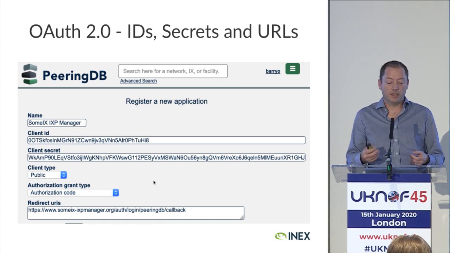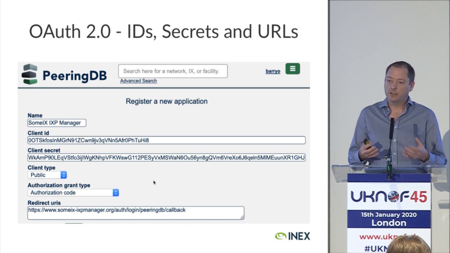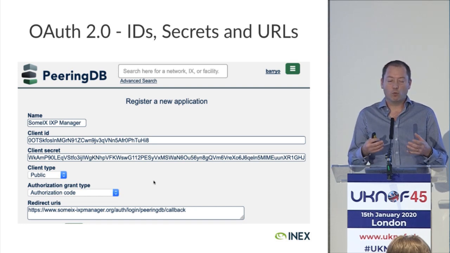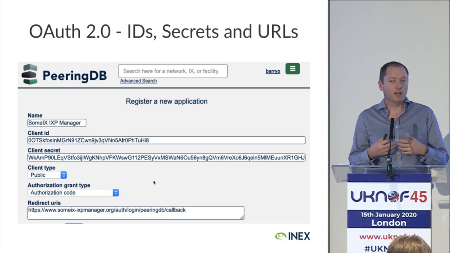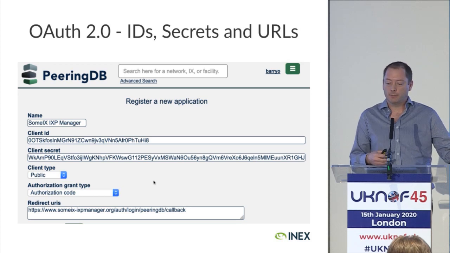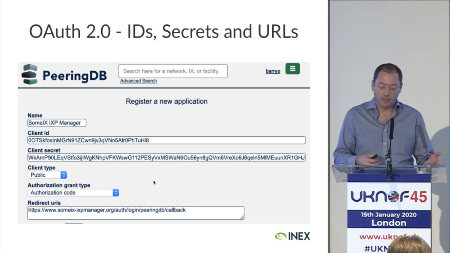The client type is either public or confidential. Actually, in the case of IXP Manager, this should be confidential. The difference between the two is whether or not the browser, for example, will see the information. In IXP Manager's case, it won't. All that communication happens directly between the IXP Manager instance and PeeringDB, as we'll see shortly.